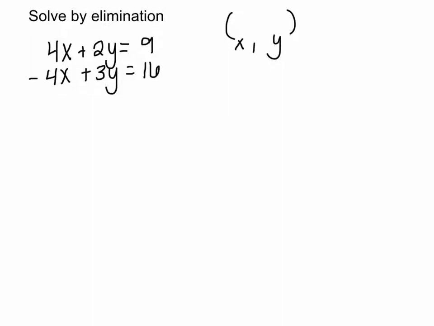I'm going to show you a few examples of how we're going to use elimination to solve this system of equations. I don't want to use substitution because I'd have to solve one of these for one variable and that would just take too much time. So what we're going to do is add these together. Notice how these two are opposites of each other. When something is the opposite, they're going to cancel.